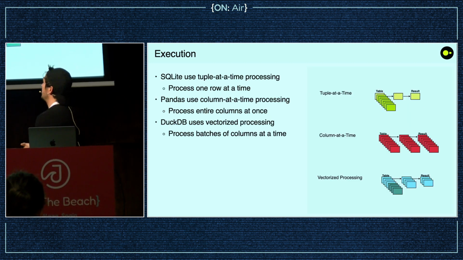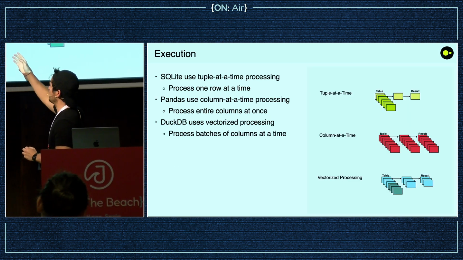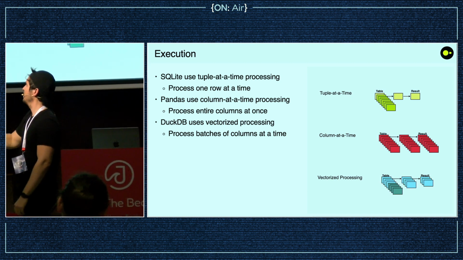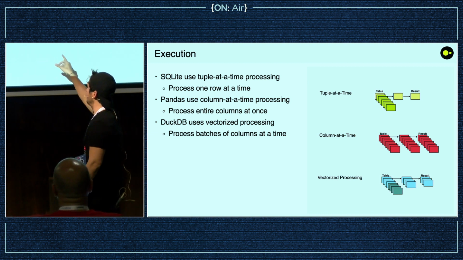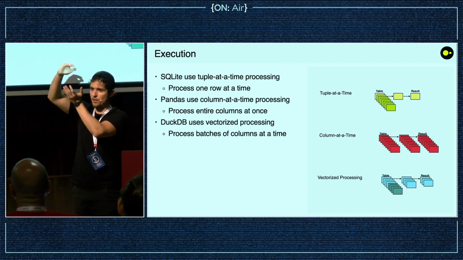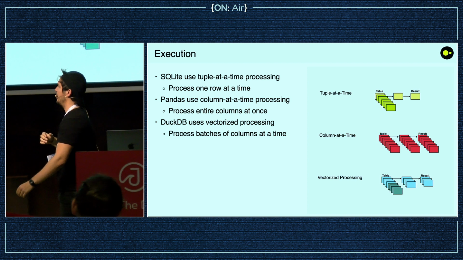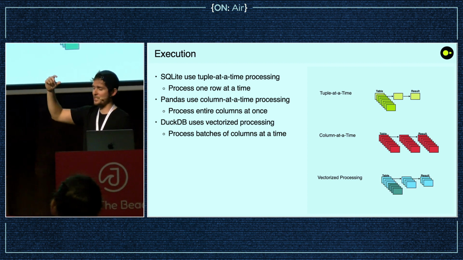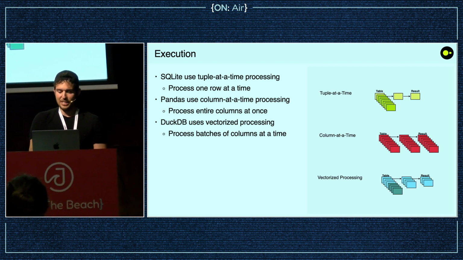Execution. So SQLite uses this tuple at a time processing, which means that when you have your query plan, you're processing 1 row at a time. Pandas uses a column at a time processing, which means that you process the whole chunk of your column at every node in your query plan. And DuckDB is vectorized processing, which means that it processes batches of the column at a time.